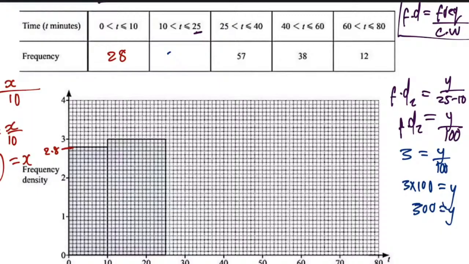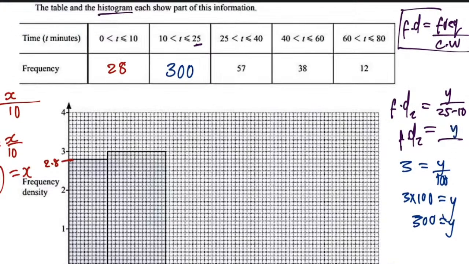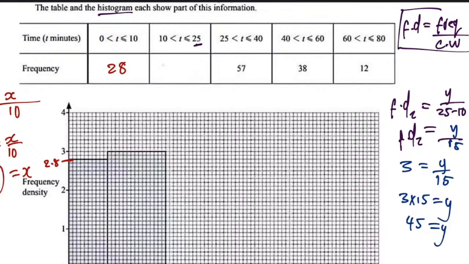Well, wait, this was 25 minus 10. Oh, sorry for that. It's y over 15. I don't know why I'm doing this. The answer was unrealistic, so that's the first red flag. It'll be 3 times 15 is equal to y, which is 45. So this is how you do it. This is 25 minus 10, which is 15. So you can just punch it in and get your values.